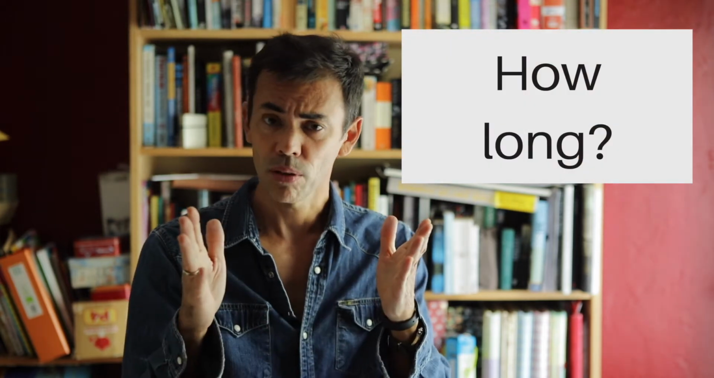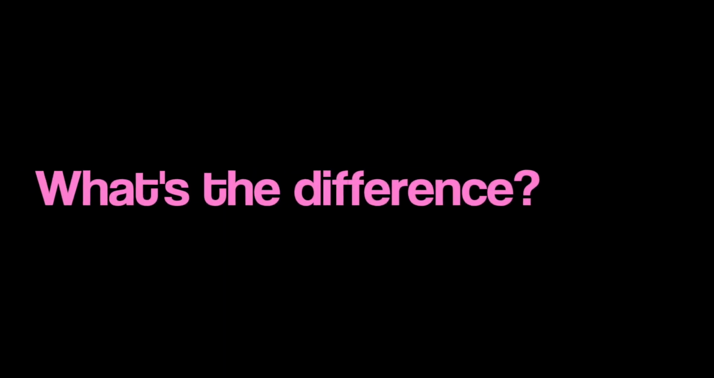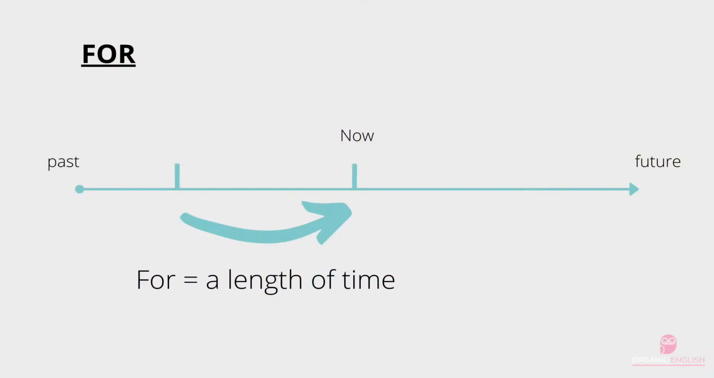We use for and since to answer the question, how long? What's the difference between for and since? The short version. We use for a time interval. For tells us the length of time.